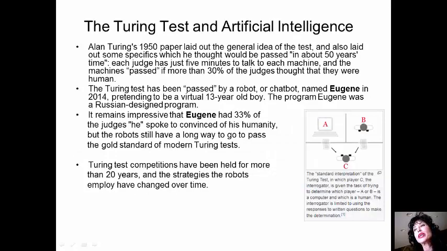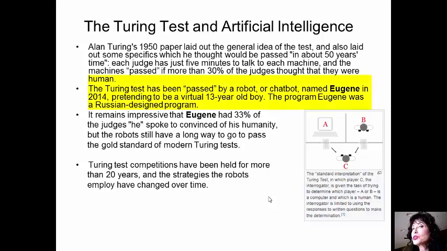More on Alan Turing, the Turing Test and artificial intelligence. Alan Turing's 1950 paper laid out the general idea of the test, and he also laid out some specifics which he thought would be passed in about 50 years' time. Each judge had 5 minutes to talk to the machine, and the machine passed if more than 30% of the judges thought it was human.